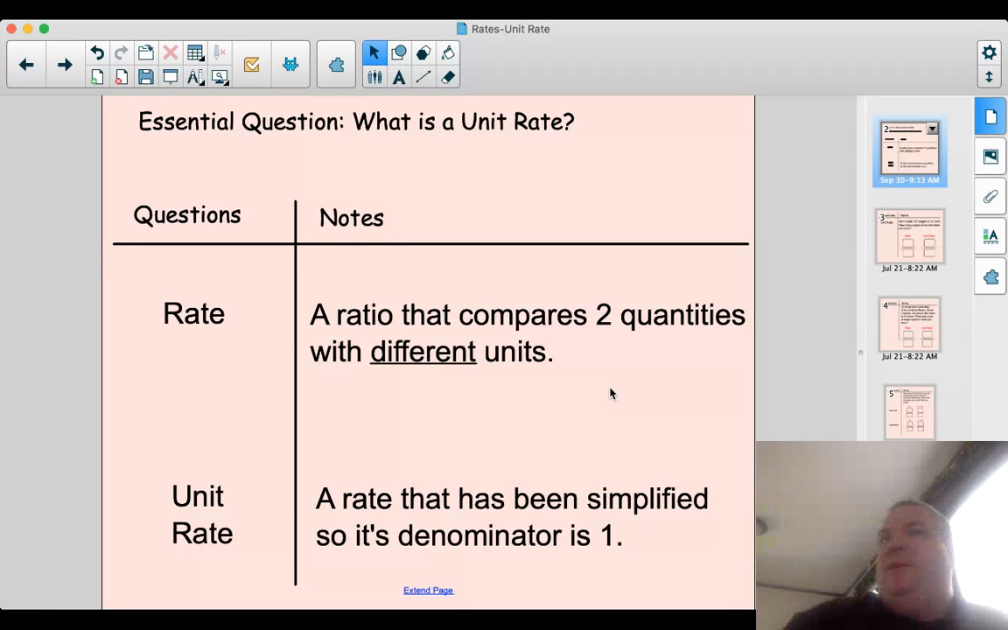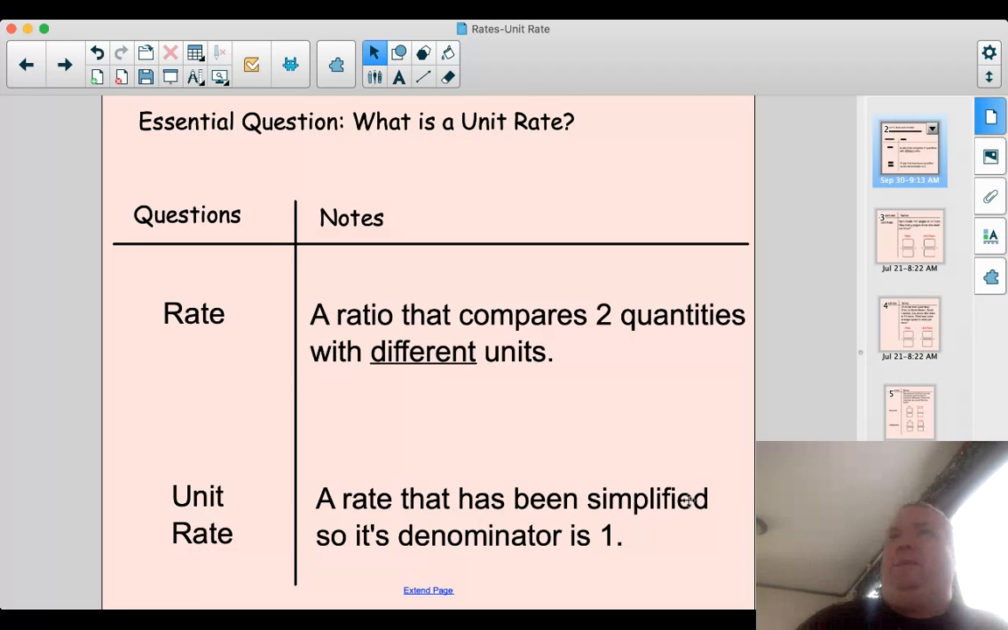Probably the most common is speed limits. If you're going down the street and you see a speed limit sign of 55, that means 55 miles per hour is the limit for your speed there. So how many miles you can go in 1 hour. It doesn't say 110 miles per 2 hours, right? That would be a rate, but not a unit rate. It tells you how many miles per 1 hour. So I always simplify so the denominator is 1.